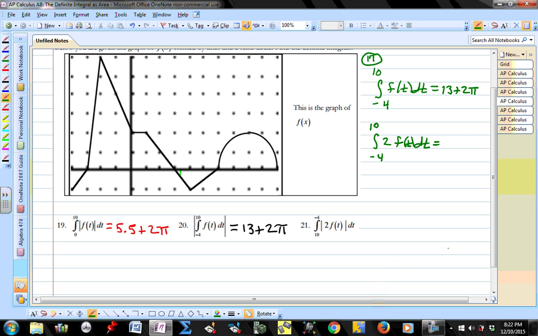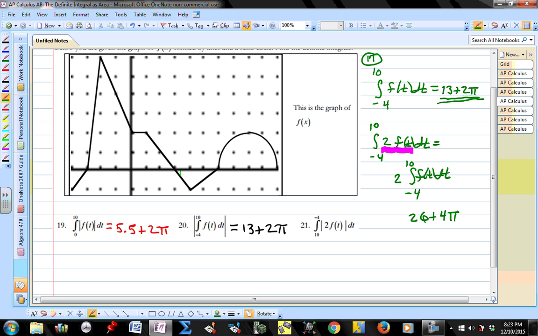Okay, we're going to do problem number 21 in steps. Starting with the results from number 17, we saw that the integral of f from negative 4 to 10 is going to be 13 plus 2 pi. So now let's think about the next step. What does it mean to take the integral from negative 4 to 10 of 2 times f? Well, all that means is we're going to double our results. This is the same thing as thinking of 2 times the integral from -4 to 10 of f of t dt, which is going to equal 26 plus 4 pi.